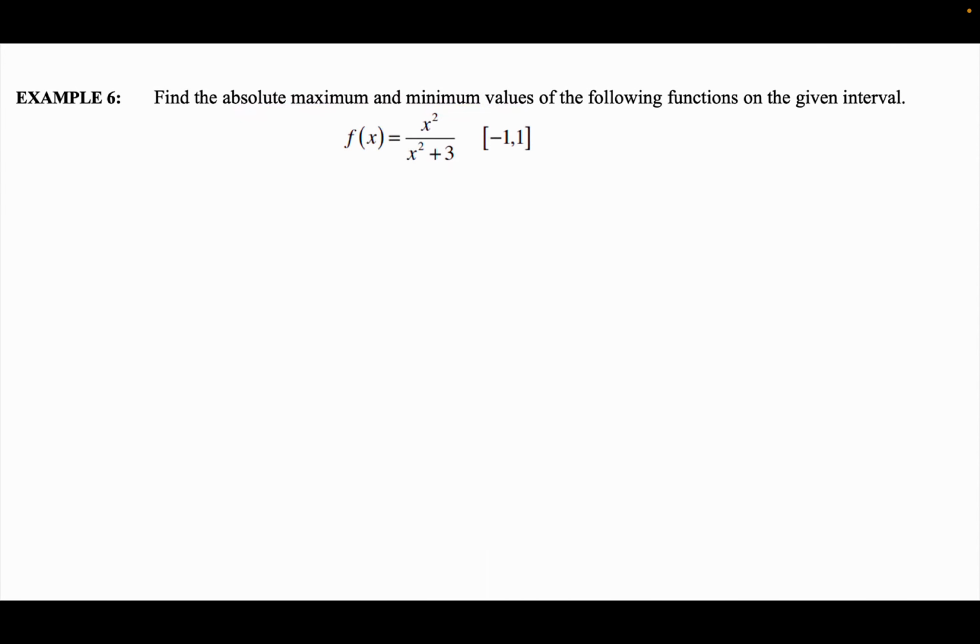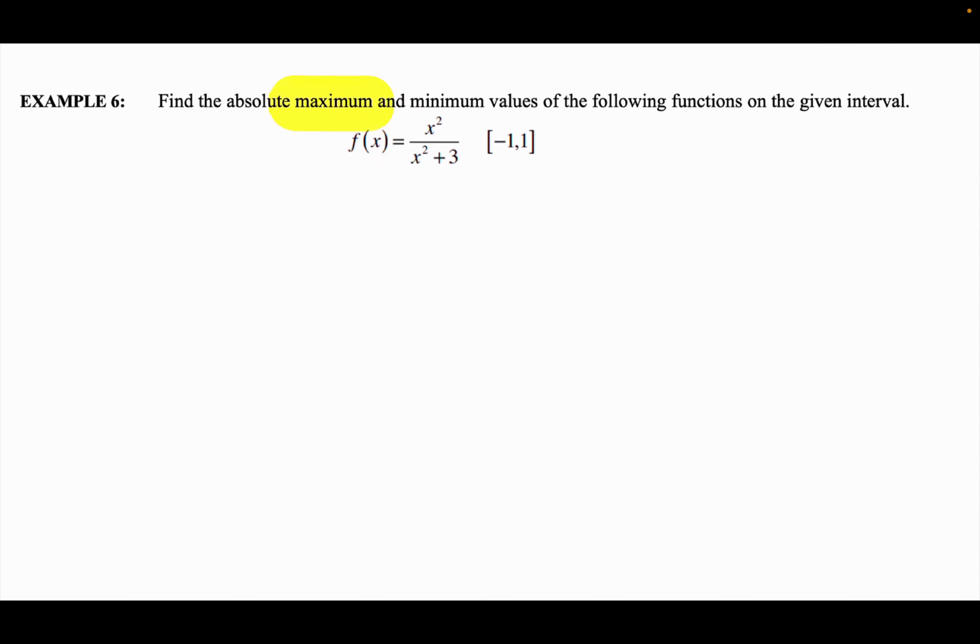So for absolute maximum and minimum, we start exactly the same way we did with relative maximum and minimum, okay? So we need to find the absolute maximum and absolute minimum. When they do absolute, they're always going to give you an interval. They'll always give you an interval. With relative, they won't. But with absolute, they'll always give you an interval, okay? So absolute maximum, absolute minimum.